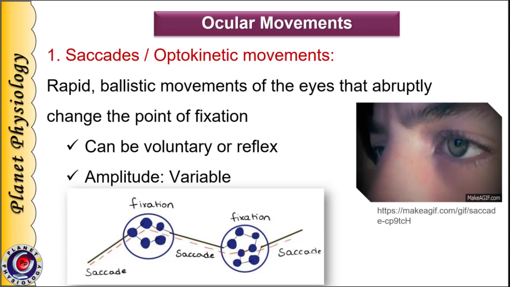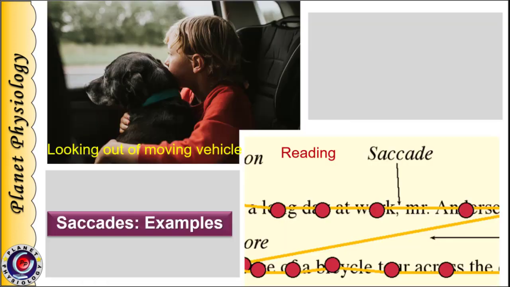Their amplitude, that is, distance between two successive fixation points, vary depending upon the visual scene. For example, it is less during reading but large while gazing around the room. Saccades are commonly observed while reading, where gaze jumps on few words in a line instead of following the line smoothly. Saccades are also seen when the person observes his surrounding or while looking out from a moving vehicle.